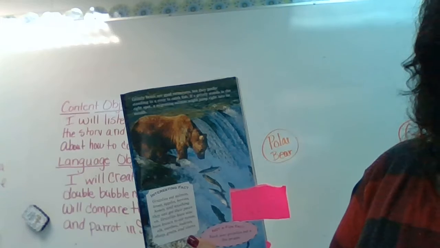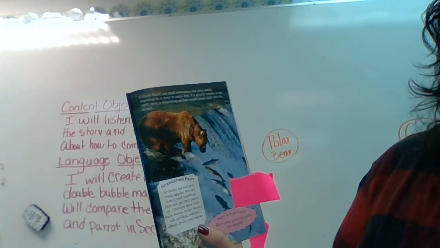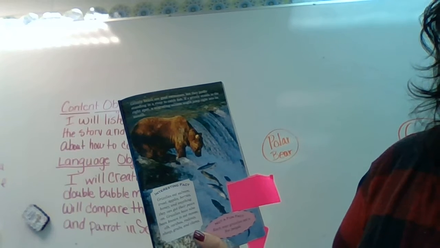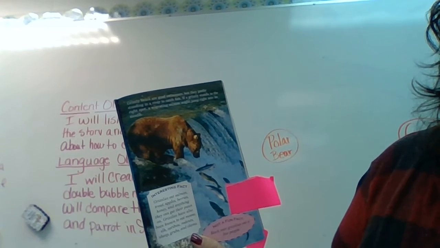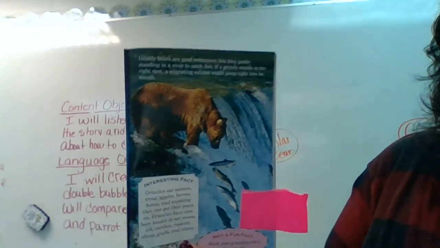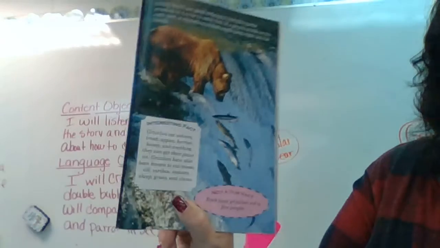We're talking about grizzly bears now. Grizzly bears are good swimmers. They prefer standing in a river to catch fish. If a grizzly stands in the right spot, a migrating salmon might jump right into his mouth. See all the salmon moving? I'll move my little slip here.